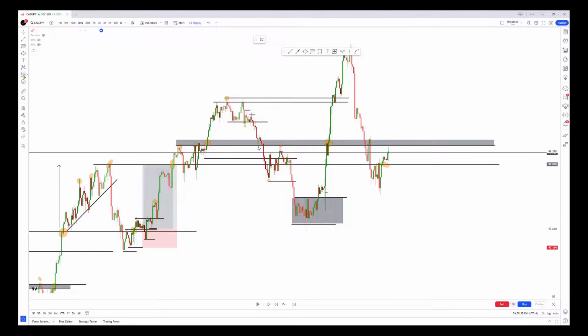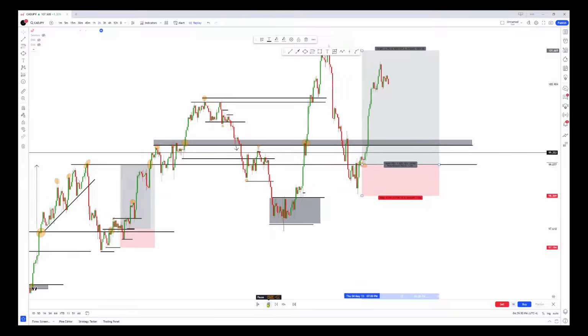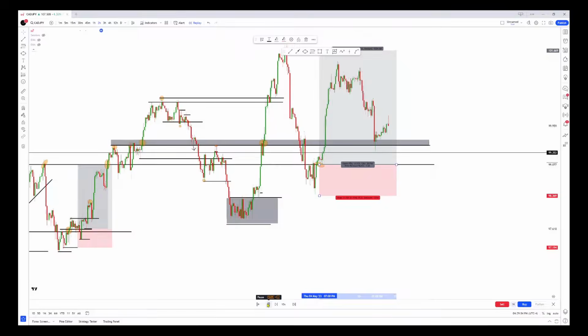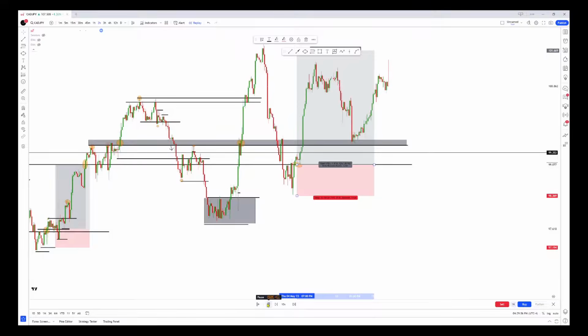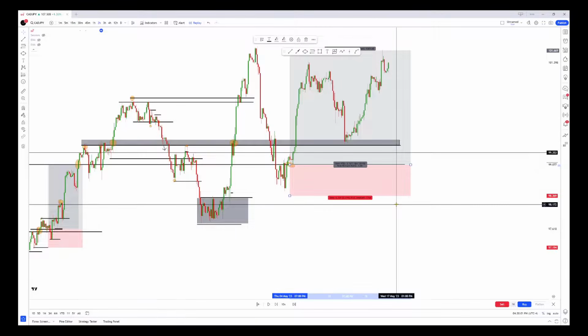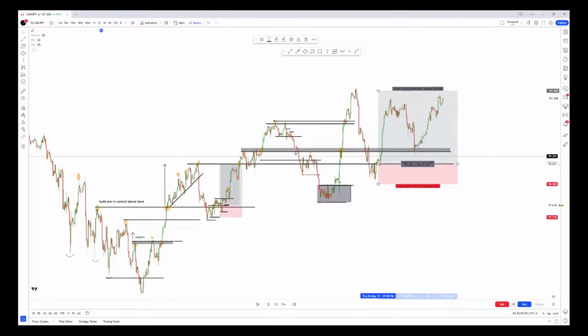We're going to get our entries from here. We're going to have our stop loss here. We're going to first make a decision here if it's going to go higher, then we're going to make a decision here, and then we're going to aim for this. And there we go. Once again, first time.